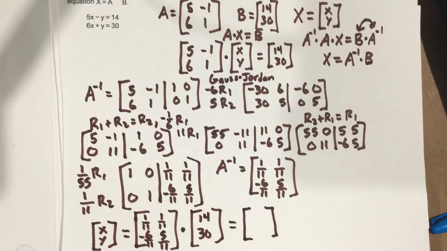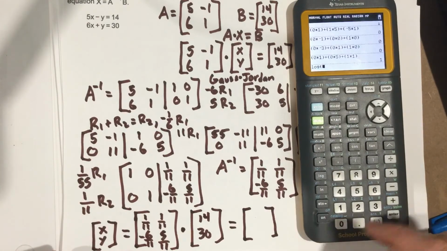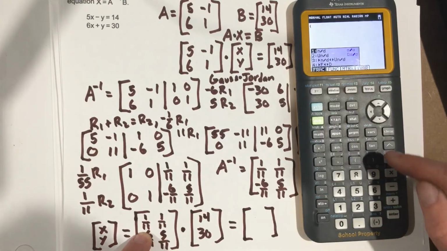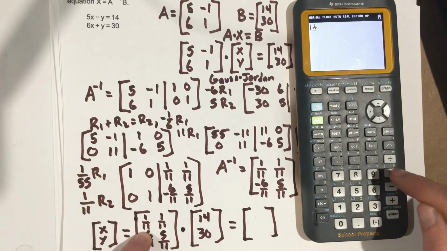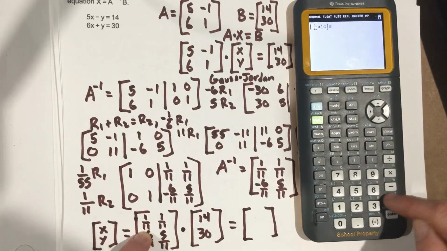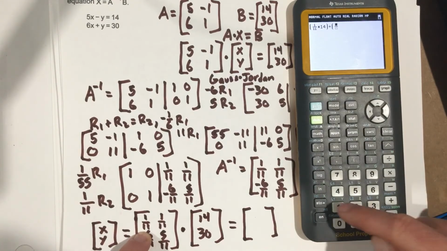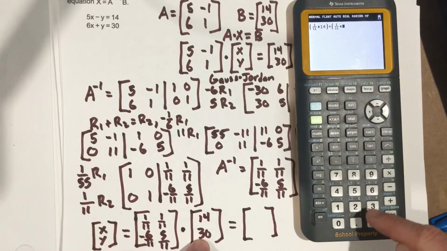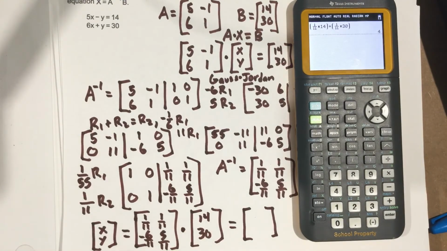All right, let's go through and do the multiplication. We're going to do this in the calculator, so I'm going to kind of cover up some of this work so we can work through it with the calculator. We're doing row 1 times column 1, so 1 over 11. Now use the fraction button to do this. So 1 over 11 times 14 plus, we're going to go fraction button again, 1 over 11 times 30. That gives you 4 for x value.